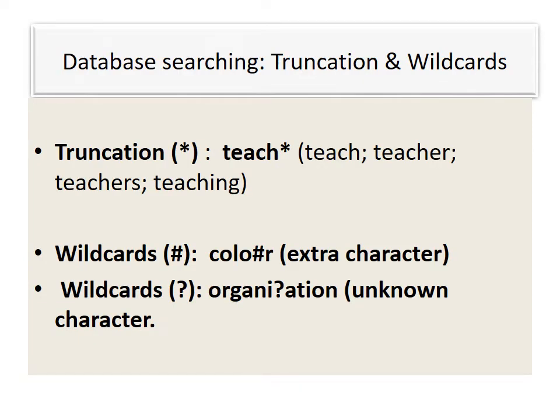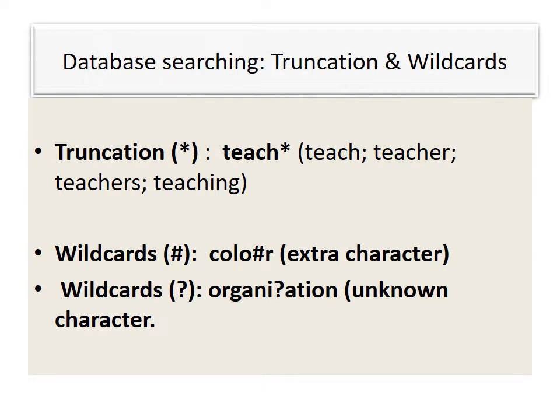Database searching, truncation and wildcards. Truncation is represented by an asterisk. To use truncation, enter the root of the search term and replace the ending with an asterisk. The computer will then find all forms of that word. For example, teach. If you truncate it with that asterisk, it will look for teach, teacher, teachers and teaching. So you will broaden your search.